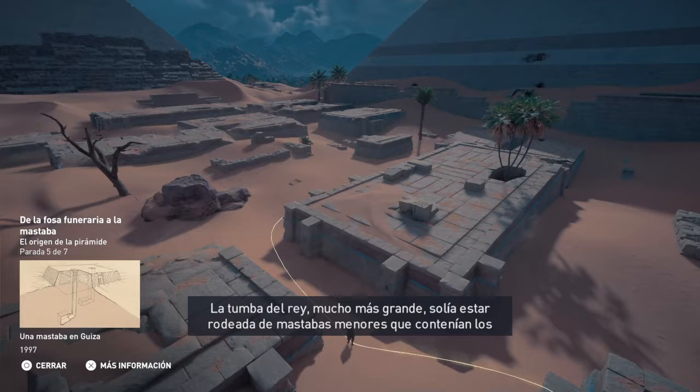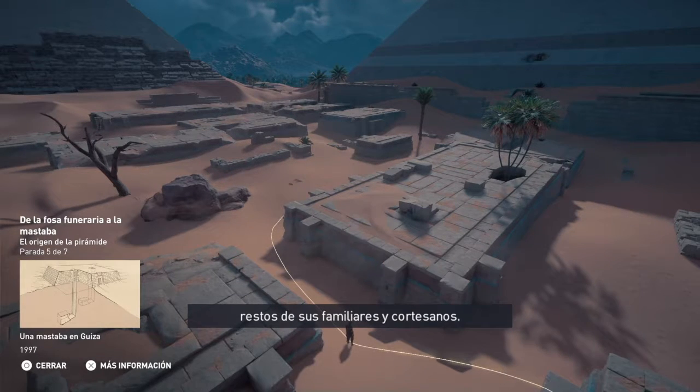Smaller mastabas often surrounded the much larger tomb of the king. These generally held the remains of the king's relatives and courtiers.